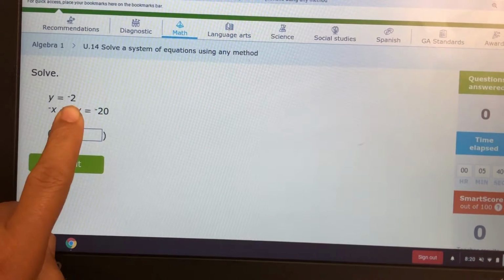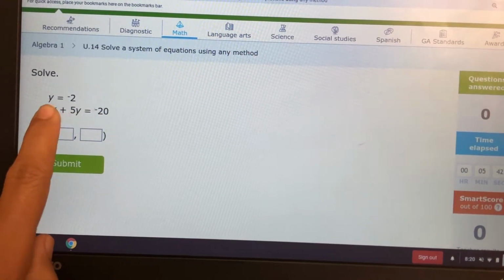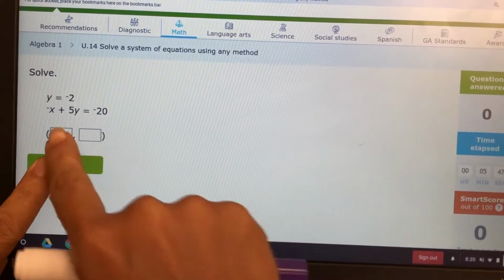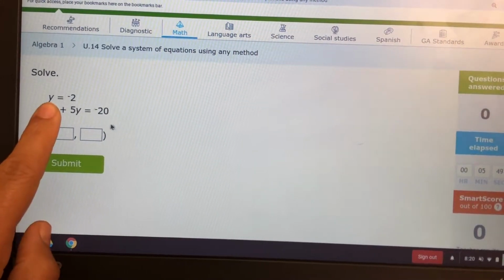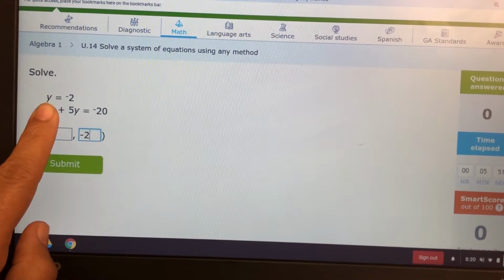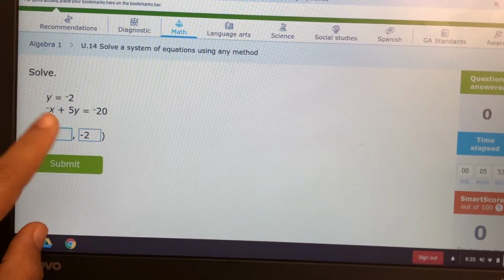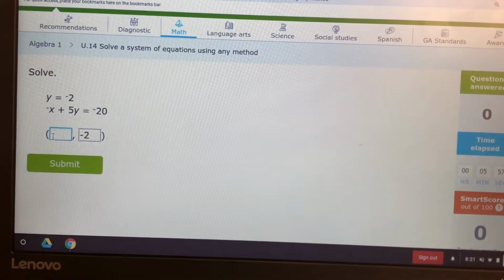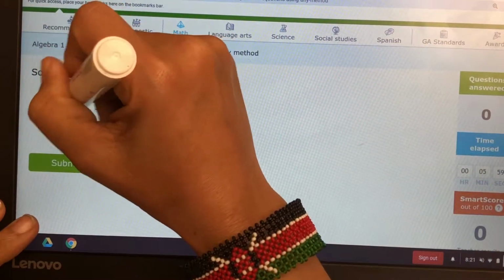This is easy just to substitute. Where I see y, I put in -2. So in terms of the x and the y, I already know y is -2, so I'm going to go ahead and put that one in. And then I just need to find out what the x is, but I can substitute this into the second equation to find that out. So wherever I see y, I'm going to put -2.